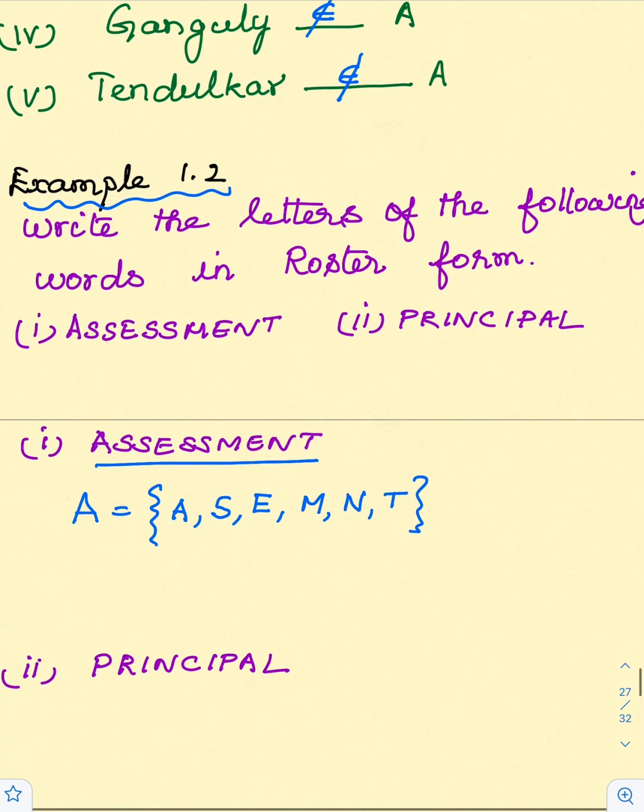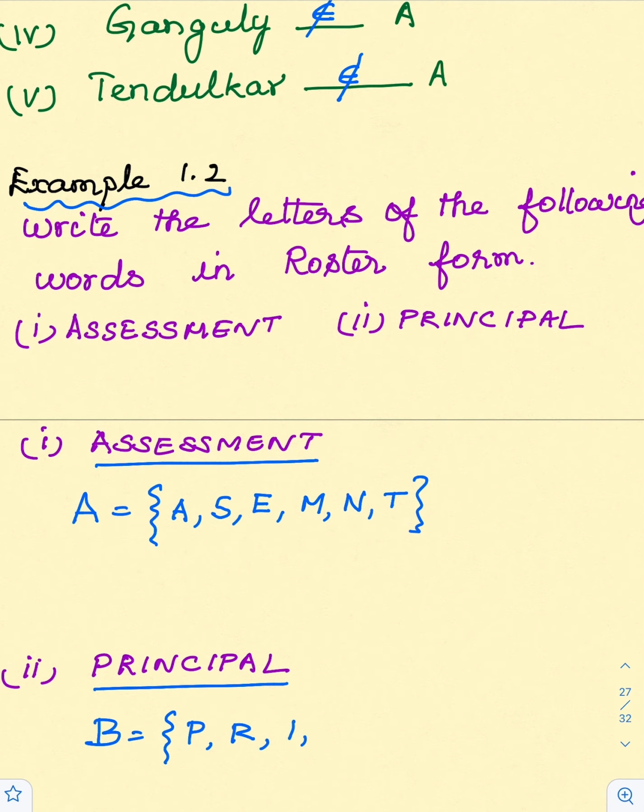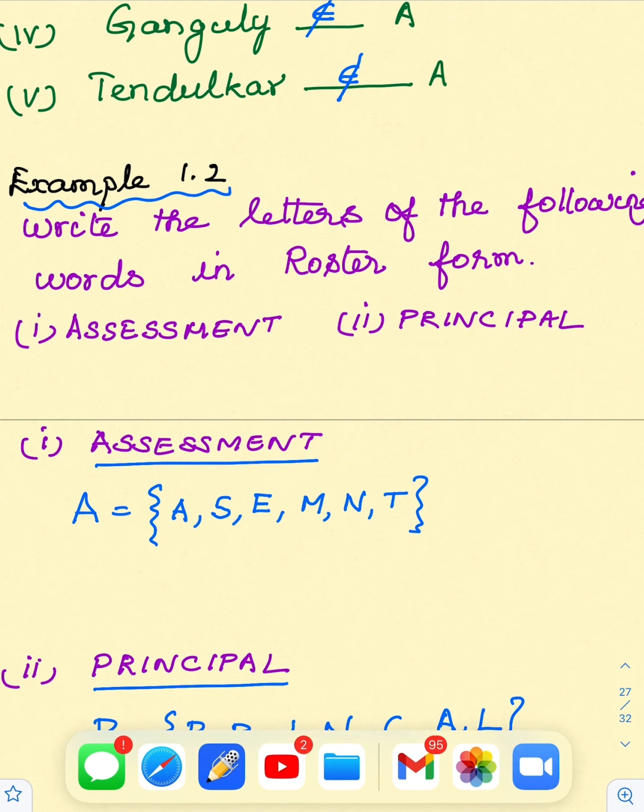Now we go to the second subdivision. The word given is principal. So let us name the set as capital B equal to principal. So P is twice, so write once. R, I is twice, so write once. N, C and A and L. So principal, when written in tabular form, is set B equal to {P, R, I, N, C, A, L}. If any element is there more than one time, you write it only once in the set.